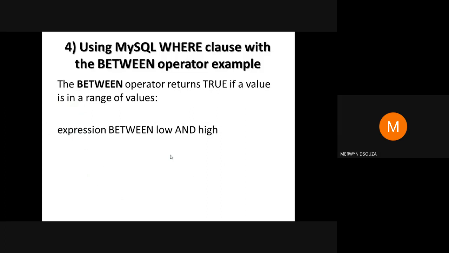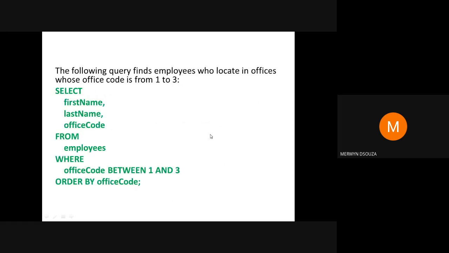Let's look at the next example of the where clause. Now we will see the where clause using the between operator. The between operator will return true if a value is in a range of values. The normal syntax of using between is like this. You mention the expression, the keyword between, and then the low and the high values. So the low value, followed by the keyword AND, and the high value. Let's see an example.